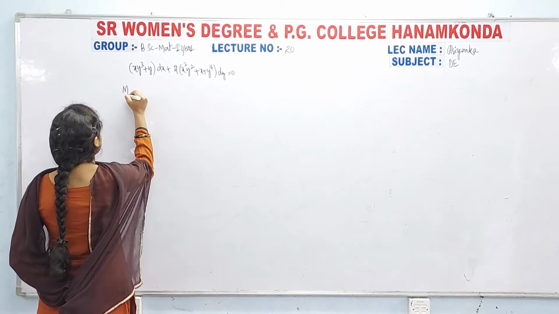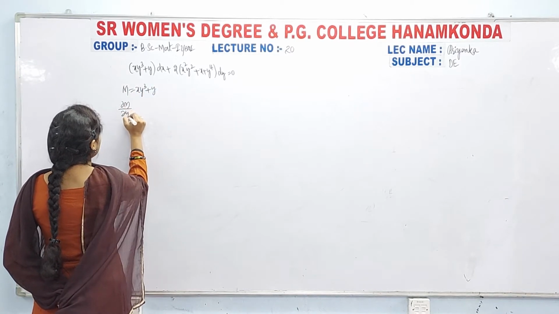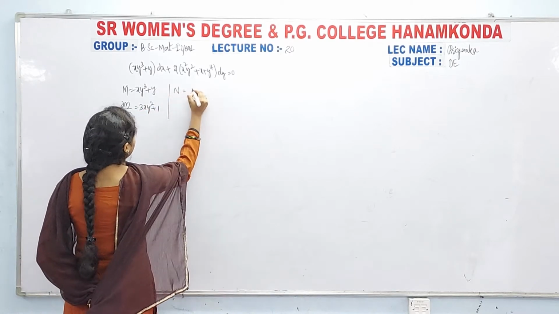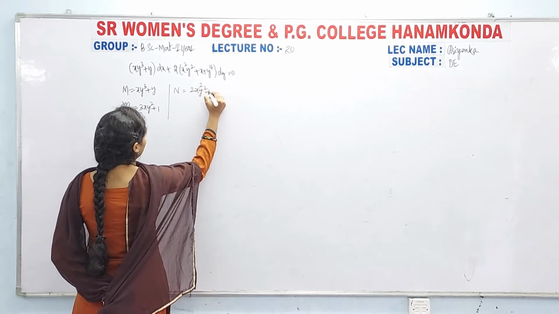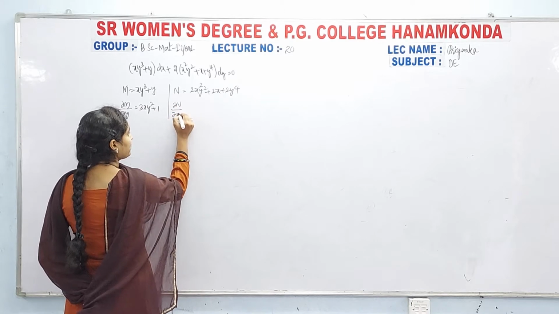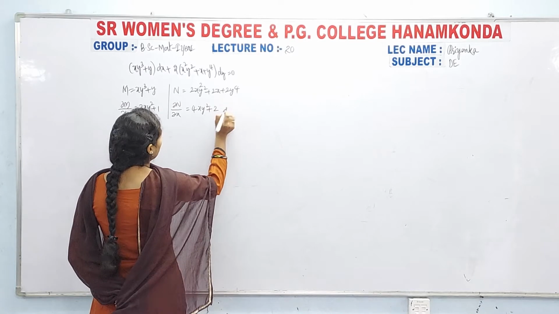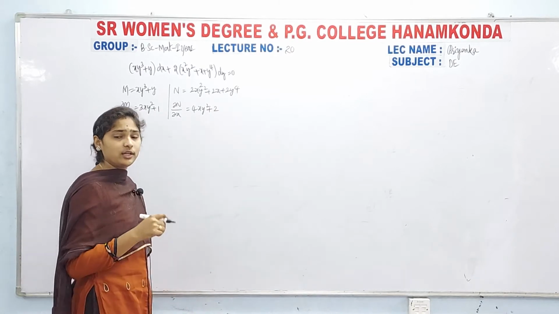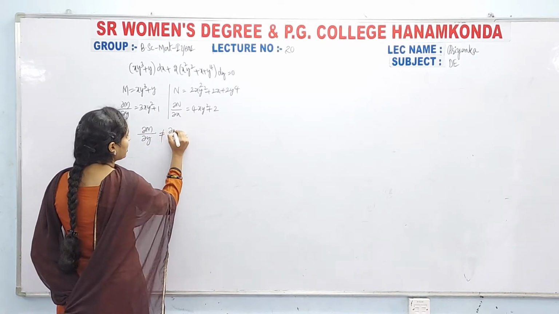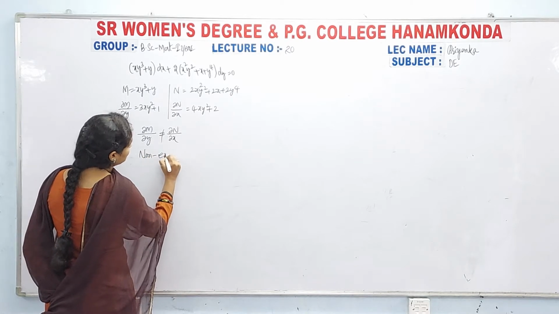Here M is equal to xy cube plus y. Now dou M by dou y is 3xy square plus 1. Next N is 2x square y square plus 2x plus 2y power 4. Next we calculate dou N by dou x, which is 4xy square plus 2. If you observe clearly, we have different values. So dou M by dou y is not equal to dou N by dou x, which means it is a non-exact equation.